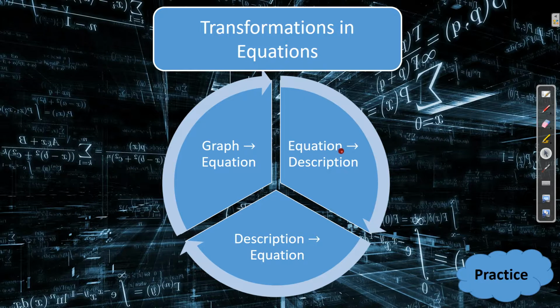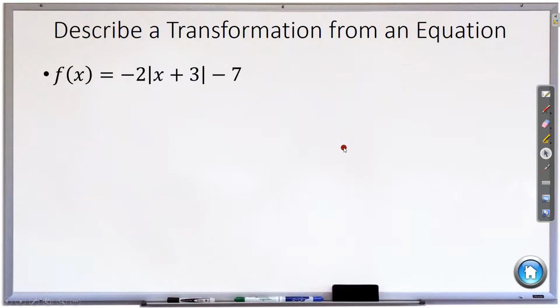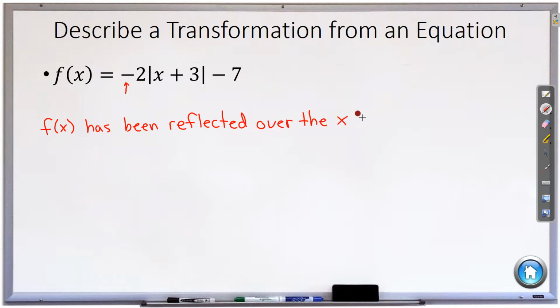We're going to go from the equation and then write a description of it, just based off of the equation. So, what are all the characteristics we see here? We have f of x is equal to negative 2 times the absolute value of x plus 3, minus 7. So first I see the negative. So that means f of x has been reflected over the x-axis.